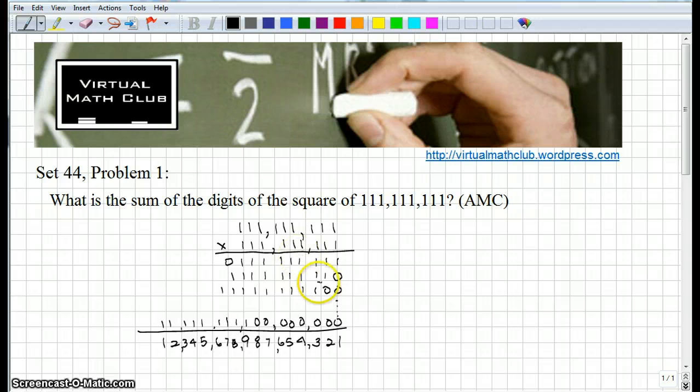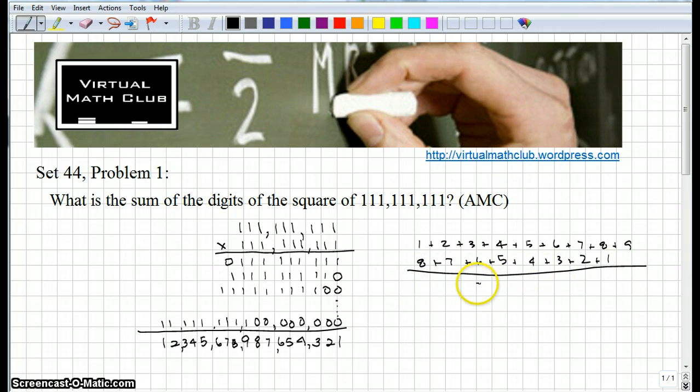So I have to add up all these digits. I'm going to write it in a special way. 1 plus 2 plus 3 plus 4 plus 5 plus 6 plus 7 plus 8 plus 9. Okay, that takes care of these first 9 digits. And then I'm going to write the other ones like this: 8 plus 7 plus 6 plus 5 plus 4 plus 3 plus 2 plus 1. I'm adding up all the digits.